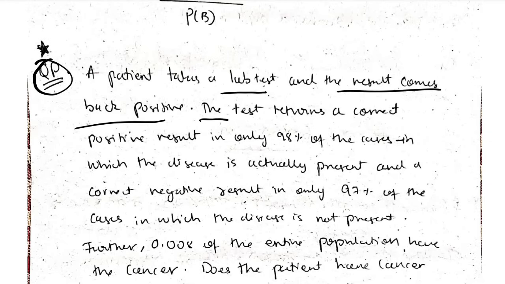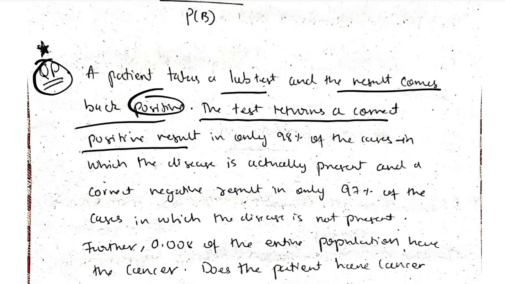The test returns a correct positive result. Now this came as positive. We are not yet sure whether the lab has correctly taken the test and given us positive, or maybe it has wrongly given positive. That possibility is also there, right? We have to consider that as well.